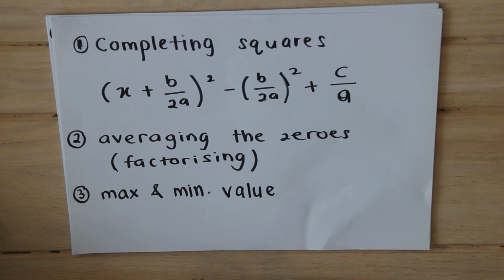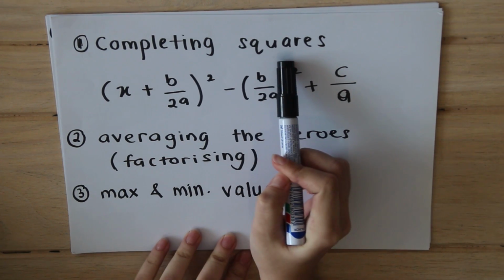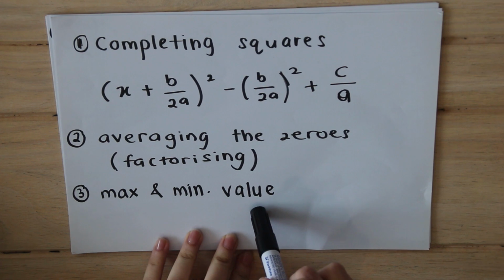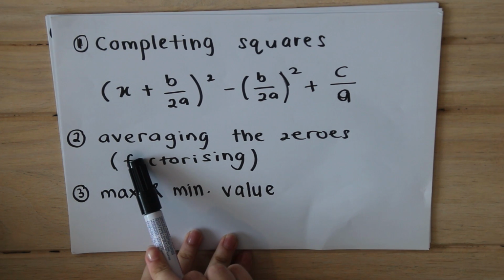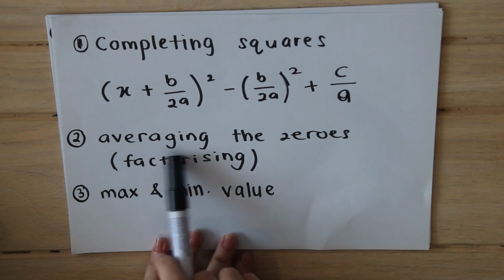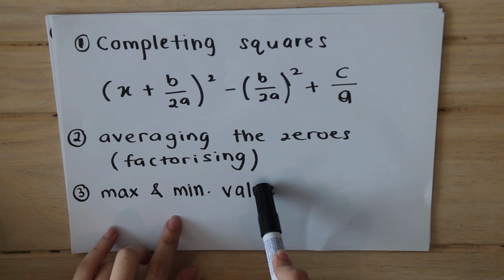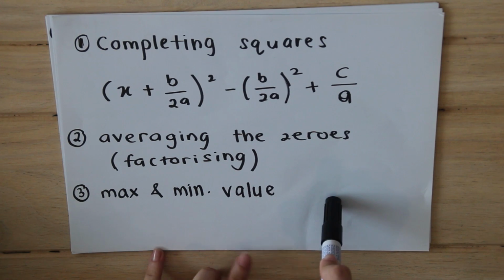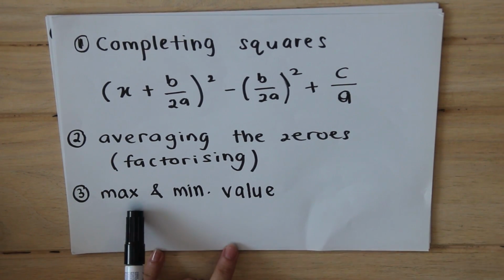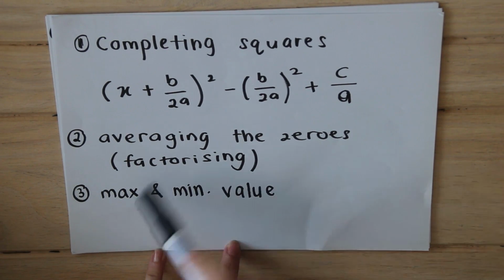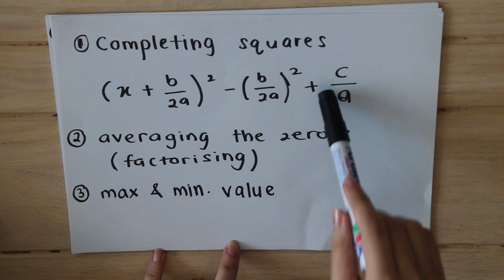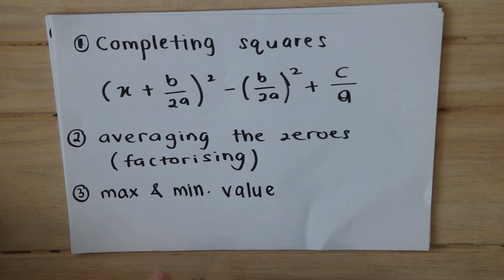Hi guys, so for today's video, I'm going to teach you how to use completing squares to find the max and min value, and to also use another method, which is averaging the zeros, factorizing, and you divide it by 2 to also find the maximum and minimum value. So you can choose either one and see which one's easier for you guys.